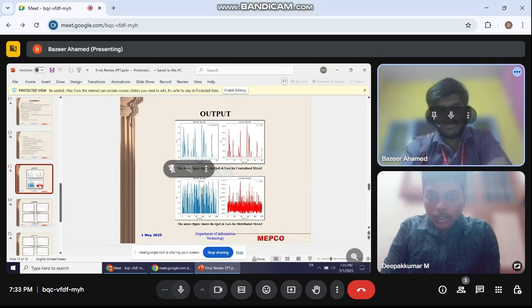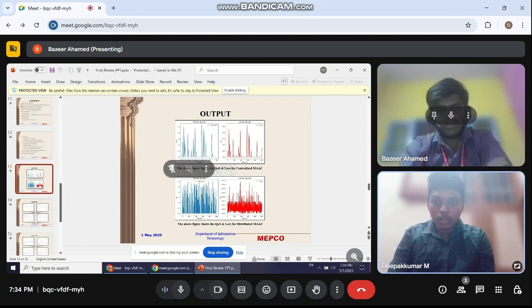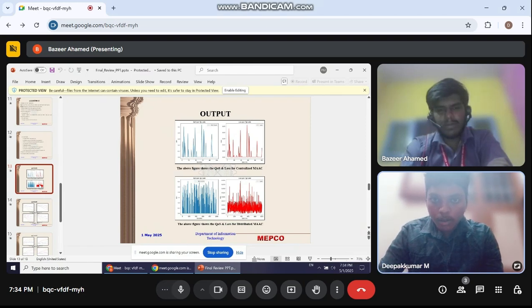This output was shown by our algorithm. First is the quality of service loss for the centralized multi-agent actor-critic. It slightly increases as each epoch runs. Next is the quality of service loss for the distributed multi-agent actor-critic. Its quality score and loss slightly decrease as each epoch runs.